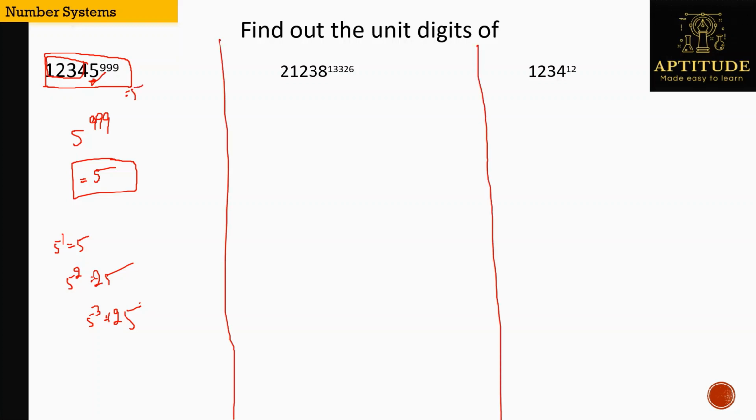Next one. Unit digit of 21238 power 13326. So I'll neglect this and just consider this value. 8 power 13326. So I should consider the power cycle of 8. The power cycle of 8 is nothing but 8, 4, 2, 6. So what I should do is divide the power by 4, because there are 4 numbers in the power cycle. So 13326 divided by 4. Let's check what remainder I'll get.